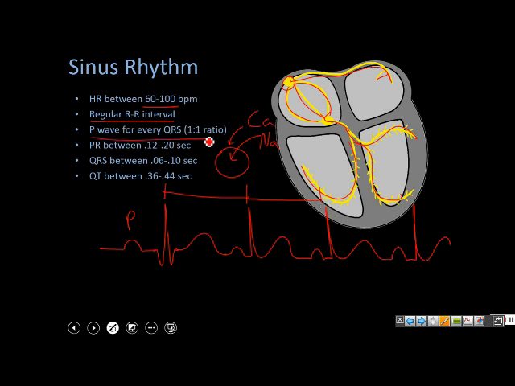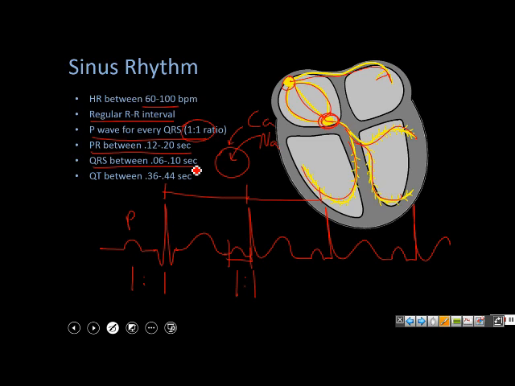You have a P wave for every QRS, so there's a 1-to-1 ratio. I have one P wave for every one QRS. That makes sense because atrial depolarization and contraction occur first, and then ventricular contraction every time. The PR is expected to be 0.12 to 0.20. So from the beginning of the P wave to the beginning of the QRS is 0.12 to 0.20 seconds. That's measuring that delay through the AV node we talked about, which allows time for adequate ventricular refill.